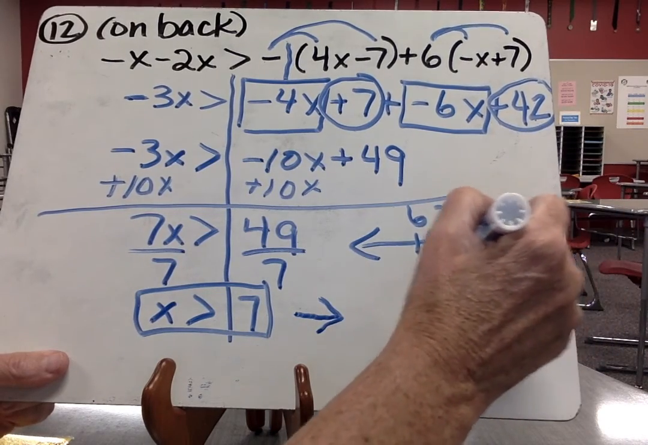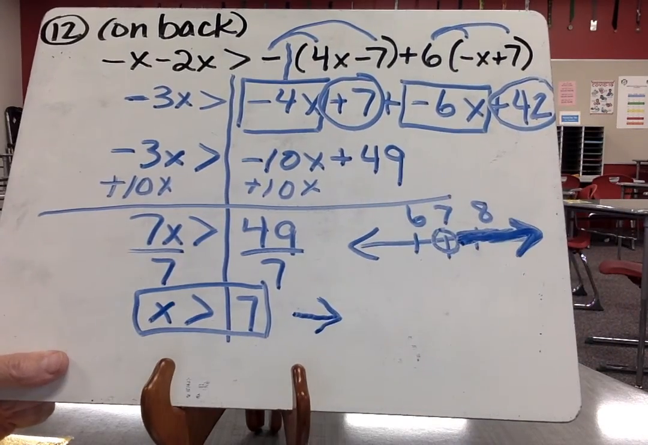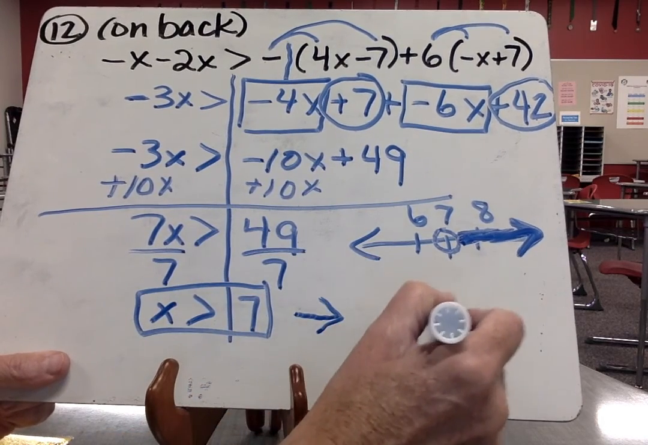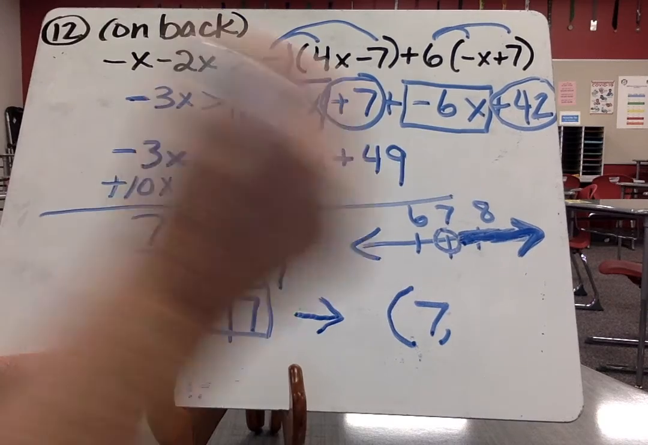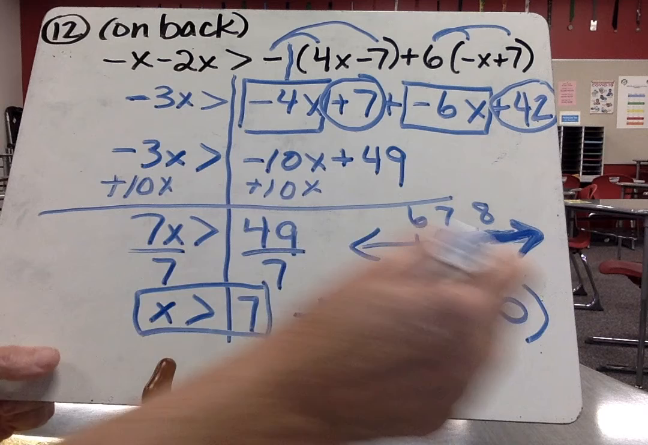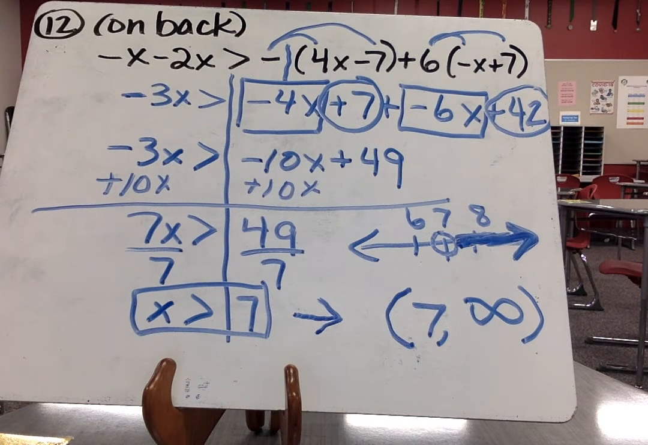What is it in interval notation now? The lowest number is 7, and it's not included. And then it goes on to infinity. And infinity is always a parenthesis and never a bracket.